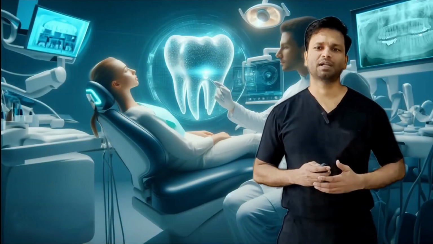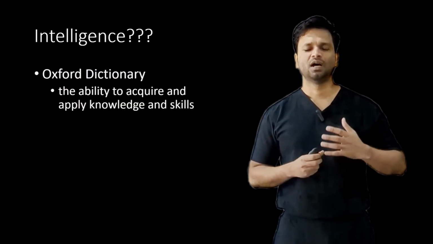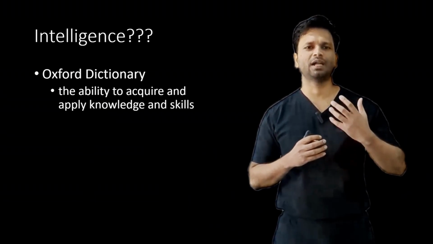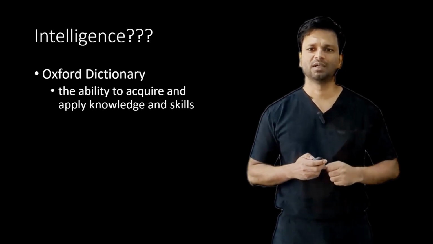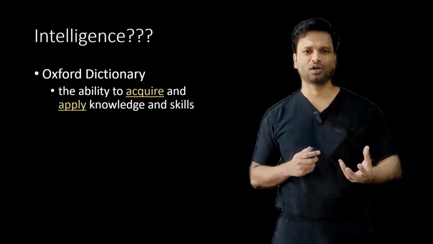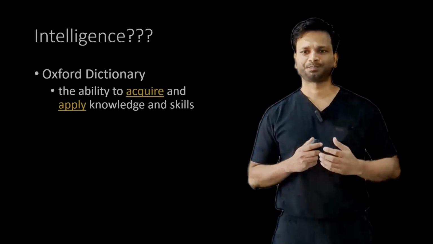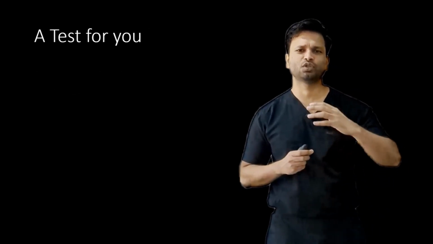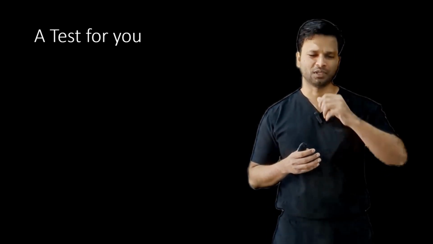So coming to the topic at hand, what is intelligence? The Oxford Dictionary definition says that it is the ability to acquire and apply knowledge and skills. So the key points to remember in this definition are: acquire the knowledge and apply the knowledge gained. So this is a small test for you guys. I'm going to show you a picture of an animal, and you have to recognize the animal.